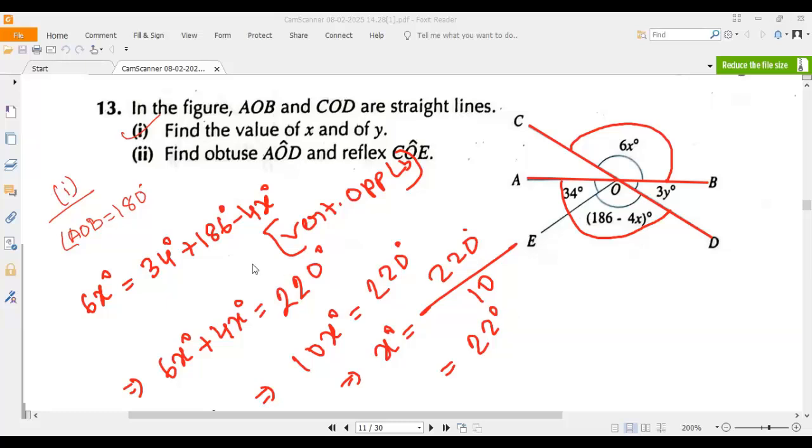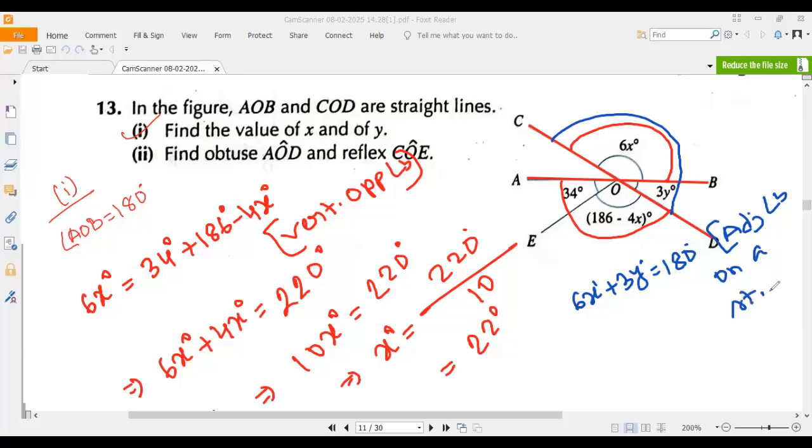Okay. Now we need to find out the measurement of y. So we can say these two angles, 6x and 3y, the sum of these two will make 180. So here 6x plus 3y will make 180. Why? Because here we have adjacent angles on a straight line. So here x is 22. So we can write 6 multiplied by 22 plus 3y will make 180.